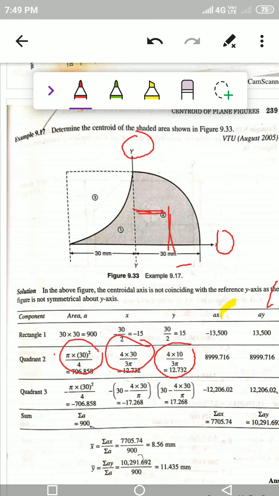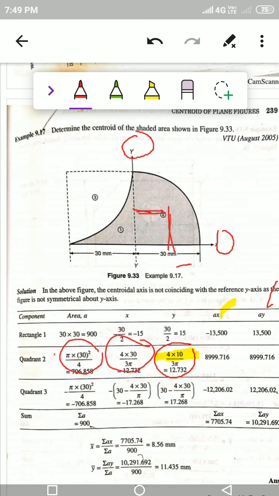This is a printing mistake; the 10 shown is not exactly 10. If it is 30, make that correction. 4r divided by 3 pi is the formula for the quarter circle. Then, as usual, you have to calculate the values of ax and ay here.